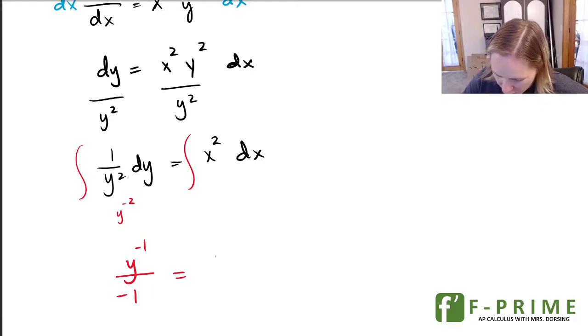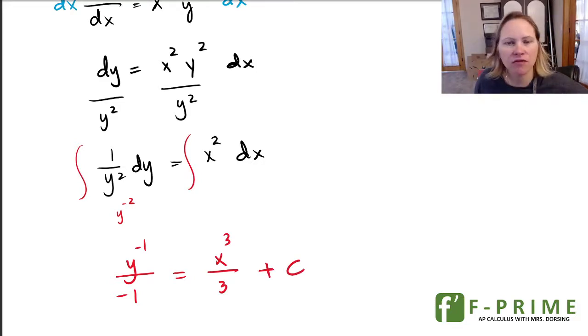Equals, this becomes x cubed over 3, and then I'm going to add a constant. Now, technically, I'll have a constant for both integrals, but I assume that whatever constant I have on the left, I'm just going to add or subtract it over to the right-hand side. So really, we just put the plus c typically with the x side, knowing that whatever constant was on the left, we were going to move it over anyway. So we just say plus c.